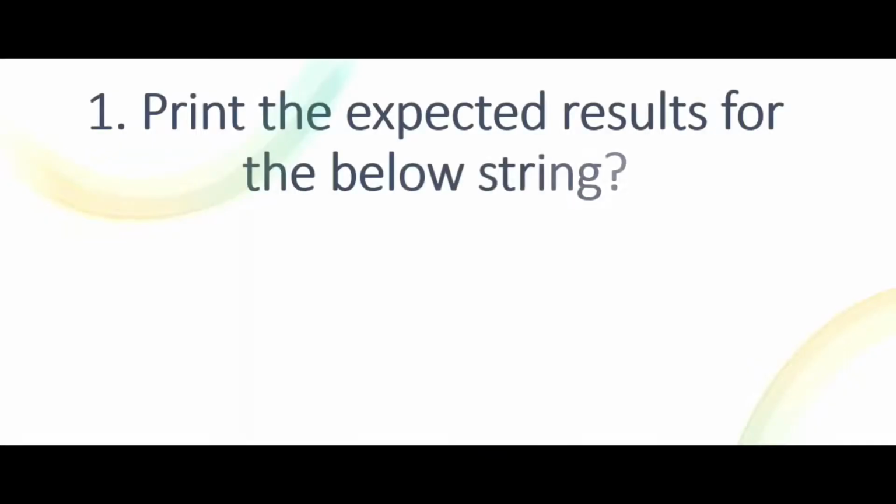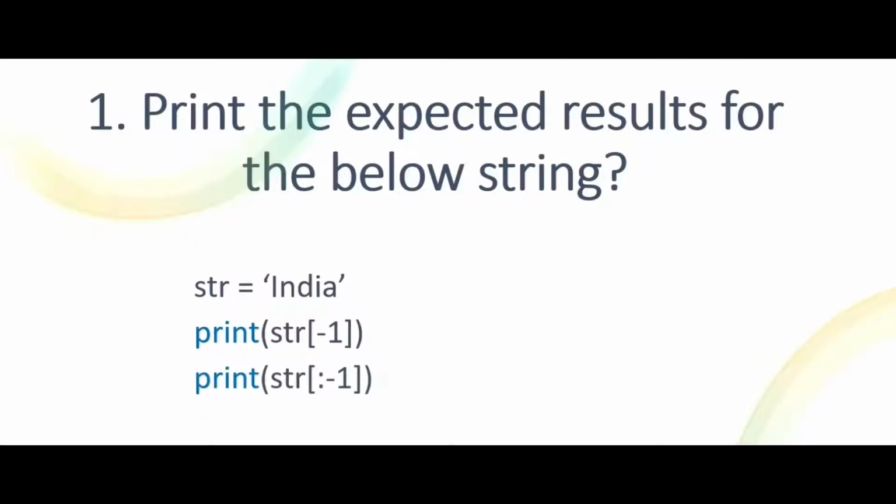So the first question is: print the expected results for the below string. We have given a string equal to India. Then we are trying to print out the value of str[-1]. And in the next line we are trying to print out str[:-1] and then str[::-1]. So what will be the results for each of these print statements? That is the question. So let's try it out in one of the code editors.